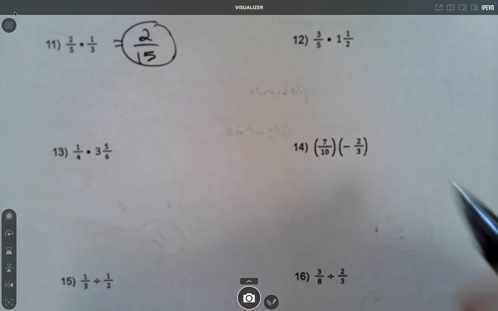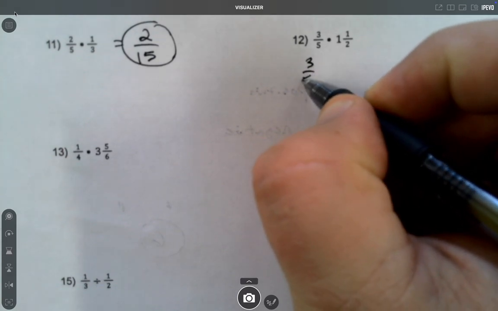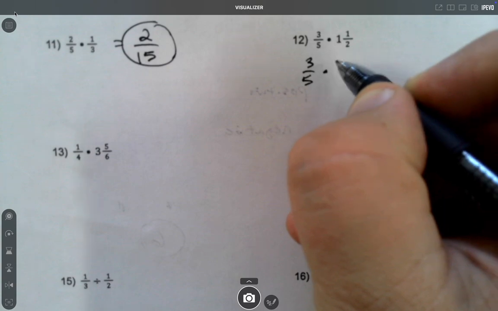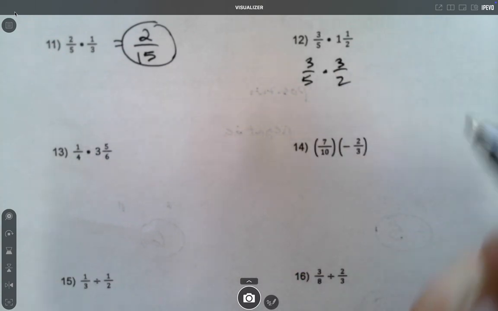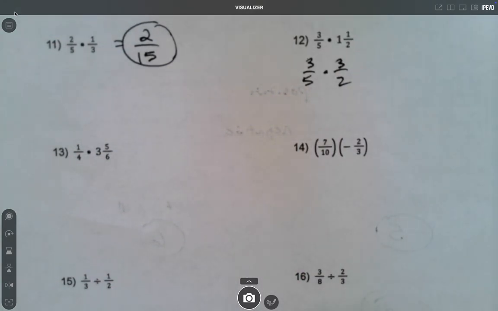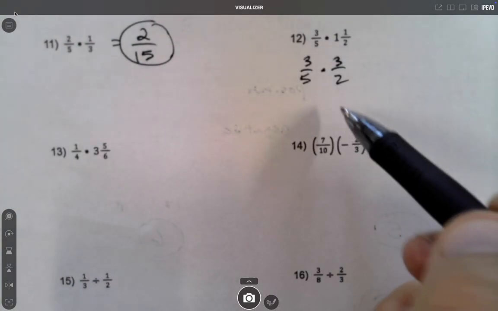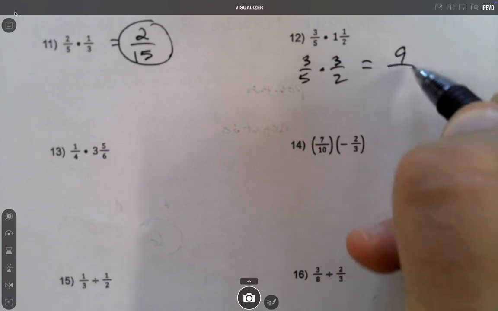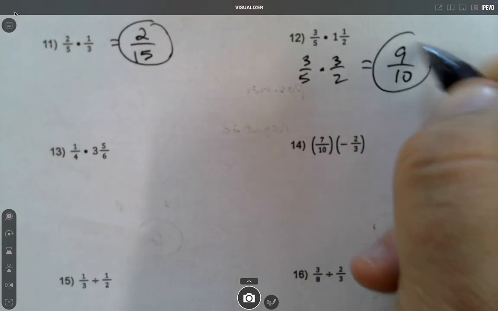Okay, when there's a mixed number involved, you'll first want to change it to an improper fraction. So 1 times 2 is 2, 2 plus 1 is 3. And again, there's nothing we can cancel out. 3 and 2 have nothing in common, 5 and 3 have nothing in common, so we just do 3 times 3 on top, 5 times 2 on the bottom.